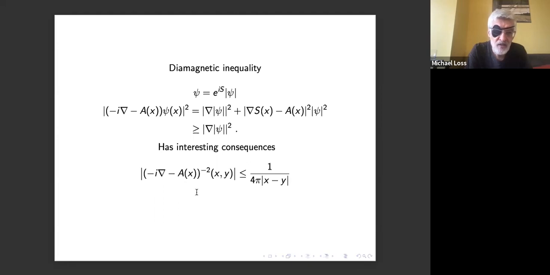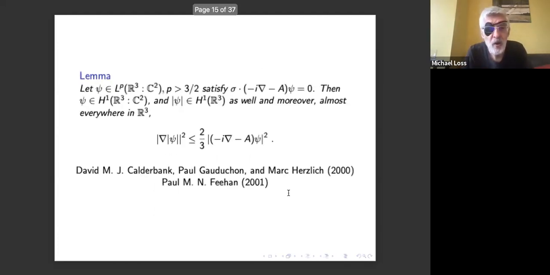For example, it tells you that the Green's function with a magnetic field is bounded above pointwise by the Green's function without the magnetic field. So it's definitely an interesting inequality, but it's not sufficient for us. So we're going to go out now.